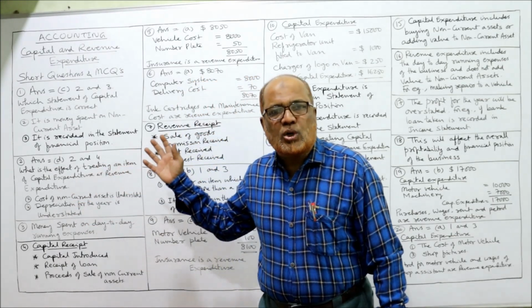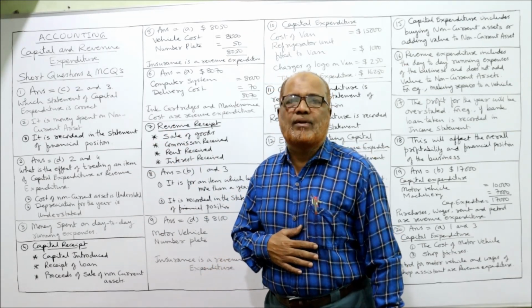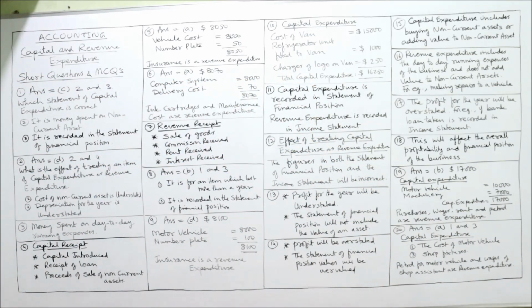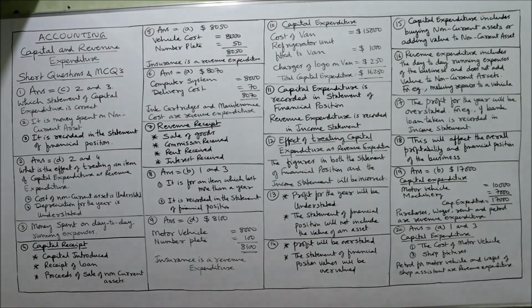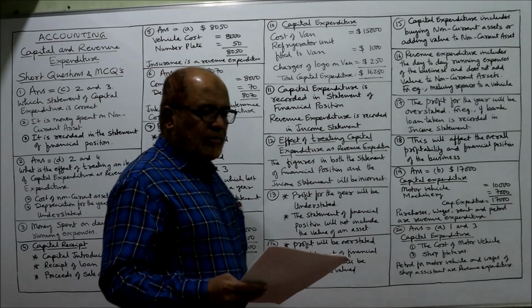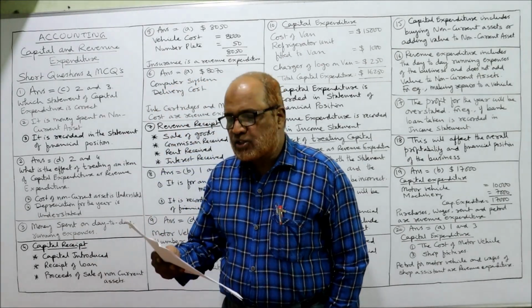Now take a screenshot of the solution of the first 20 short questions, then I'll explain each and every point. Now I'm going to start the first short question on capital and revenue expenditure.